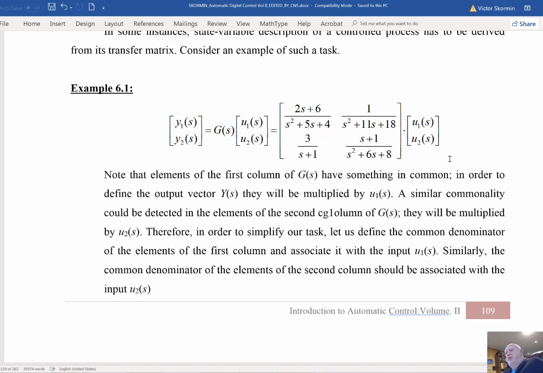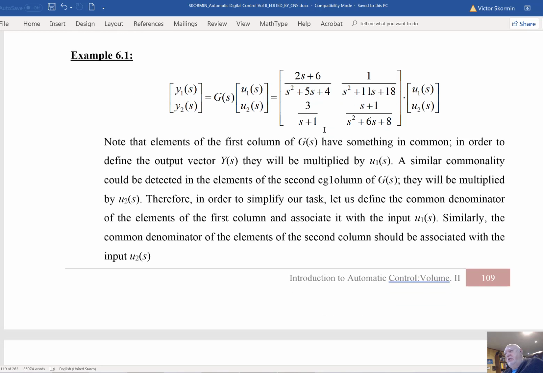And now I want to show you how to convert this transfer function definition into a state variable definition, a state variable description of our system. Let's work on it together.